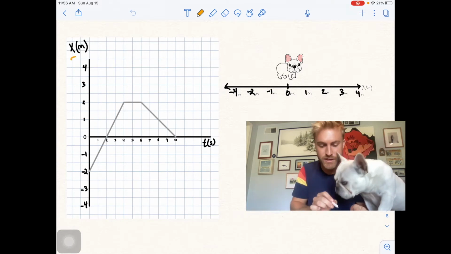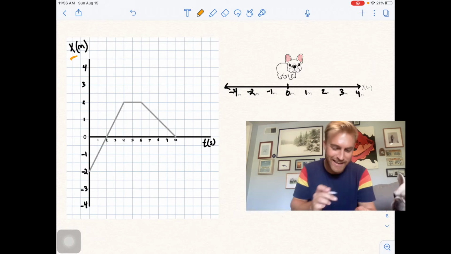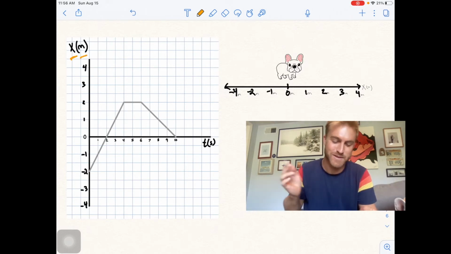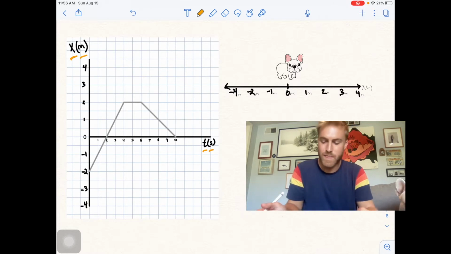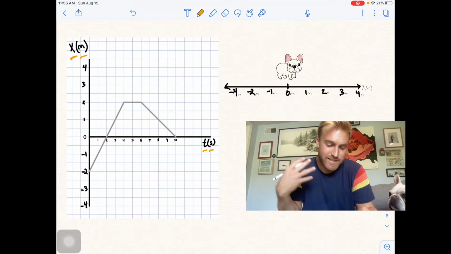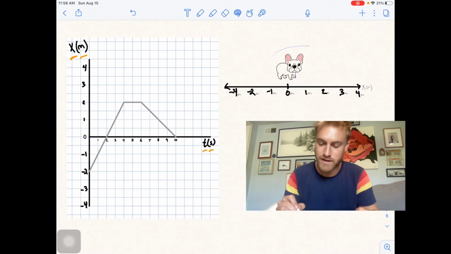Position is on the vertical axis, and that's measured in meters. Time is on the horizontal axis, and that's measured in seconds. So, what does this do? This tells us about the motion of an object. The object we're going to use is Frankie.